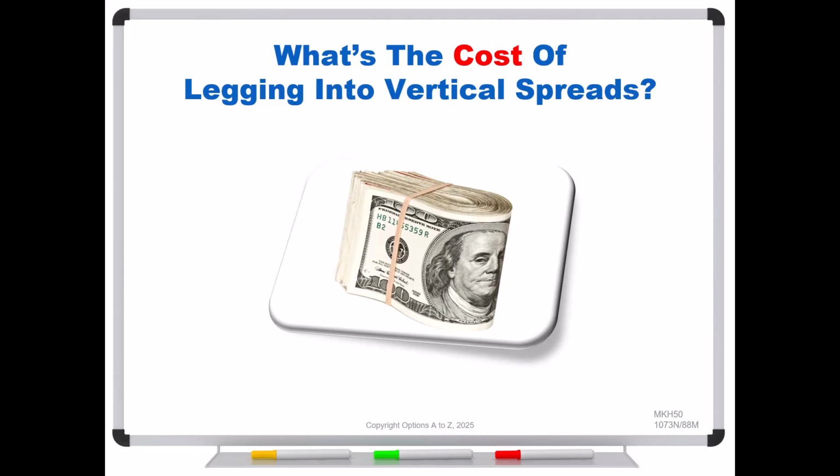And we need to understand when we talk about the cost of doing something, it goes far beyond dollars and cents. So let's take a closer look. What's the cost of legging into vertical spreads?